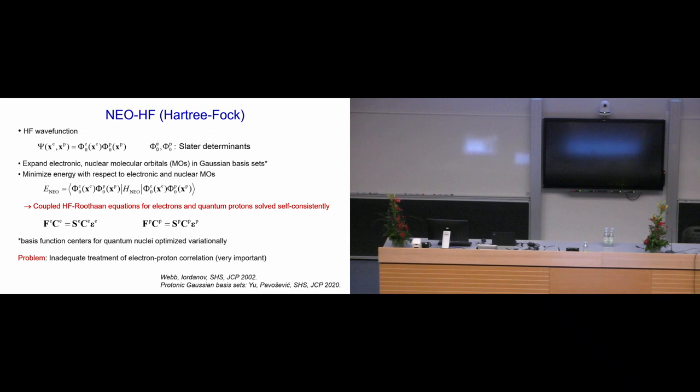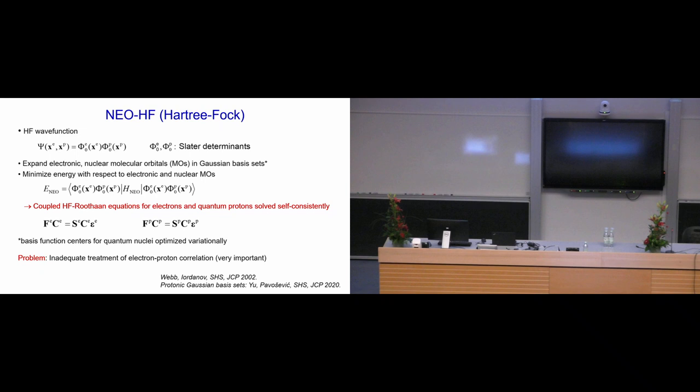Once we have these Slater determinants, we just minimize the energy, according to the variational theorem, with respect to the electronic and nuclear molecular orbitals. And then we get two sets of coupled Hartree-Fock-Roothaan equations, one for the electrons and one for the quantum protons. These are very strongly coupled because the Fock operators, both the electronic and the nuclear, depend on both the electronic and the nuclear coefficients. So we need to solve these iteratively, solve them self-consistently. And this is actually very easy to implement.